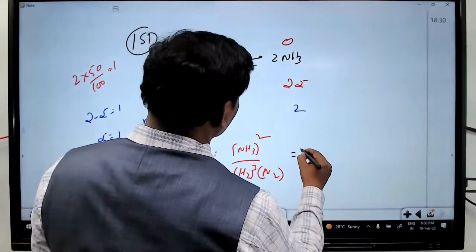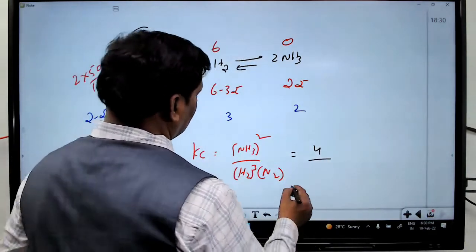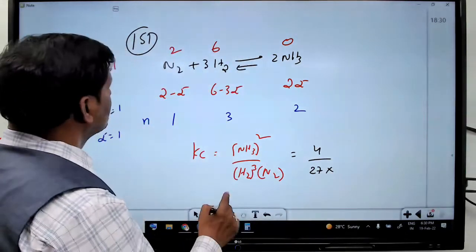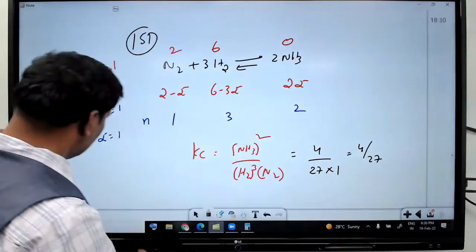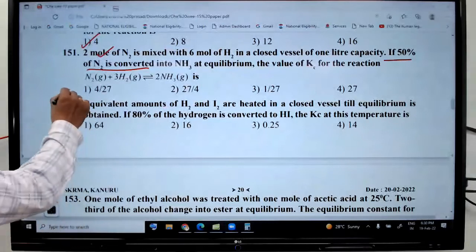अच्छा, अमोनिया कितना है? 2 स्क्वायर 4. अच्छा, H2 whole cube, 3 cube, nothing but 27 है. N2 is 1 है. अच्छा, answer is 4 by 27. देख लीजिए, 4 by 27. अच्छा, फर्स्ट ऑप्शन है 4 by 27.